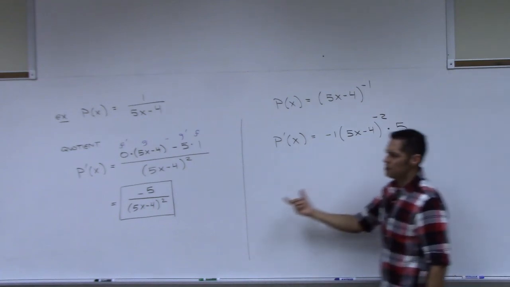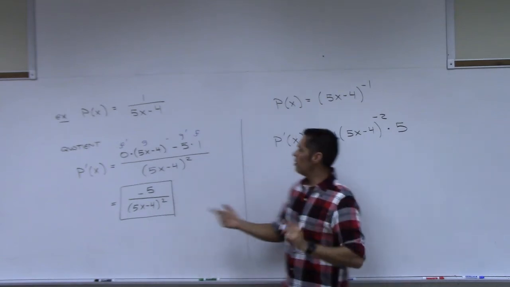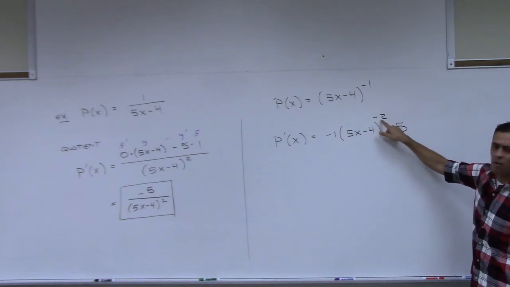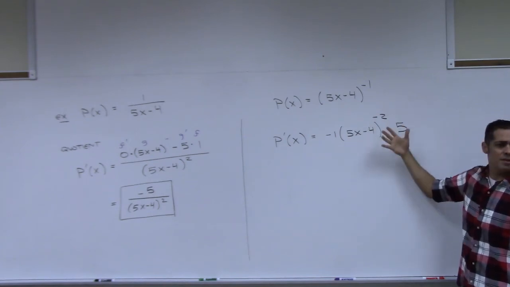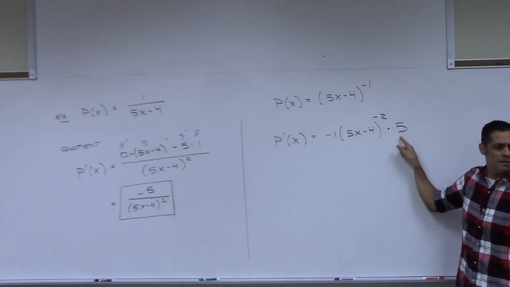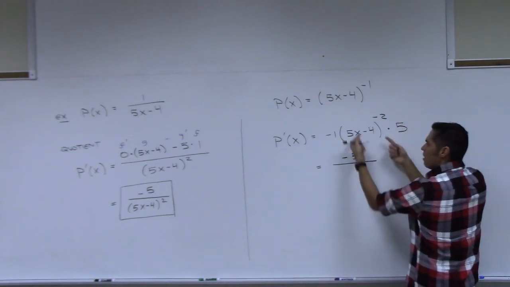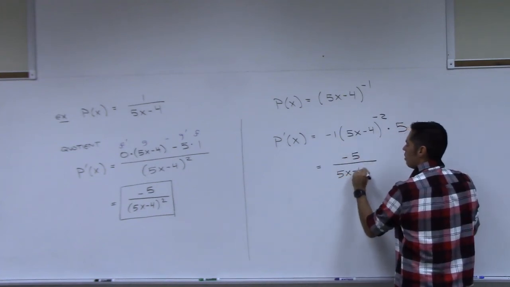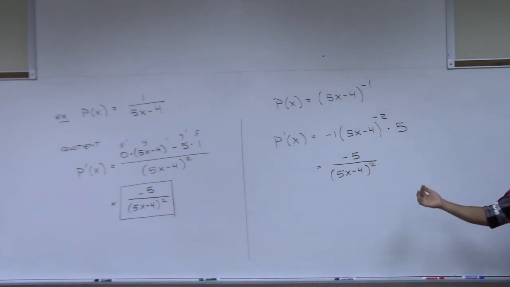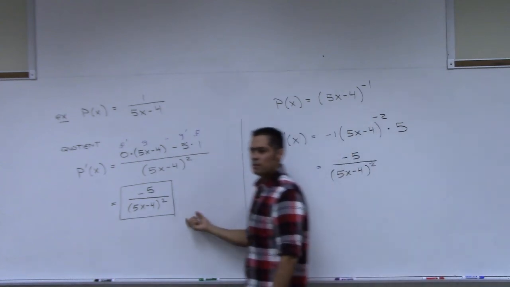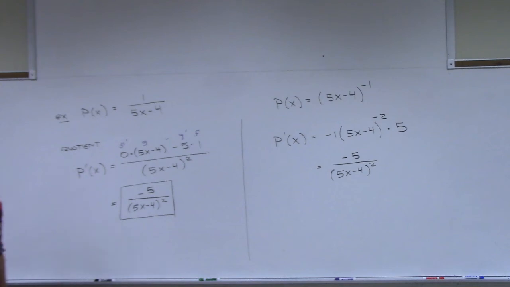Is this the same answer as this? Are these two the same? They don't look the same, but what does a negative power mean? You can drop it down, right? And what would still be up on top? -1 times 5. So wouldn't you have -5 on top? And on the bottom, when this drops down, you have 5x minus 4 squared. Now, are they the same? They are. Same answer. So you could actually use that if you wanted to, either way.